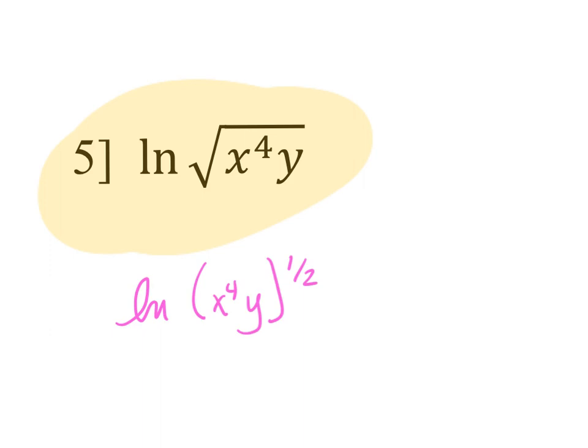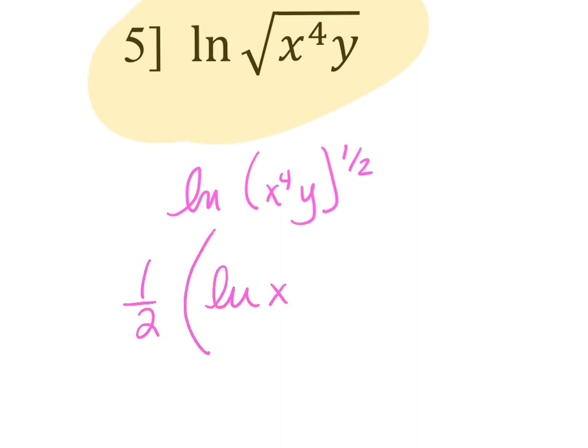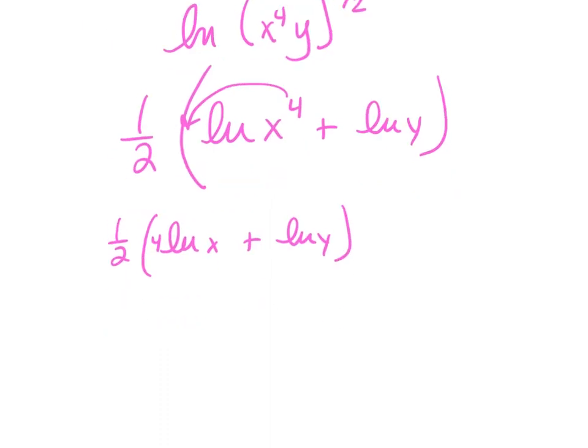Wouldn't it be? You could put it on both, or you could put it where? When you rewrite it, you could put the 1/2 out in front. You could say ln of x plus ln y, and then the 4 goes to the front. So it would be 1/2 times 4 ln x plus ln of y. You could leave it like that.